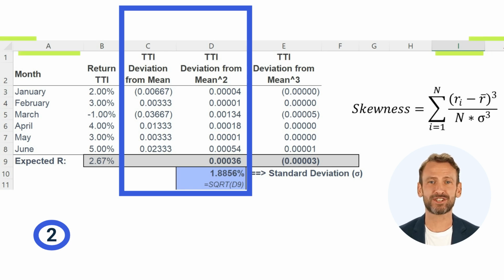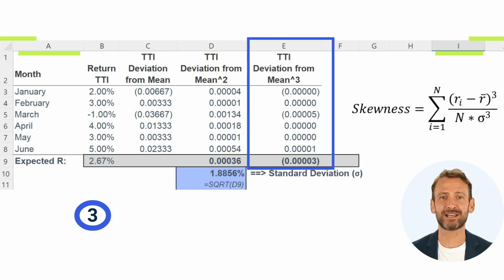Once you have the average return for TTI, you can now calculate the variance and the standard deviation of its returns. Remember that we performed these calculations step by step in one of the previous videos on standard deviation. Just to refresh your memory, we need to calculate the deviation of the return for each month from the average return. These deviations must then each be squared. Finally, remember that the average of these squared deviations is the variance and the square root of the variance is the standard deviation. You can verify that your answers are correct using the Excel commands VAR.P and STDEV.P.